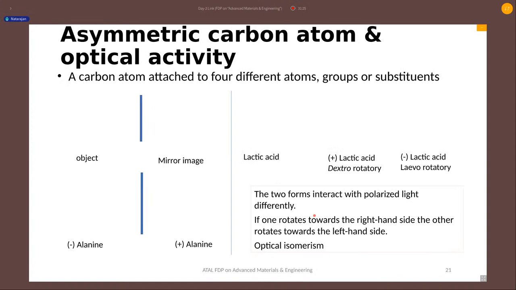This is more a chemistry lecture. Yes, sir. So I present my screen. I'm not able to see any of the chemical structures. This lecture is completely chemistry structures.